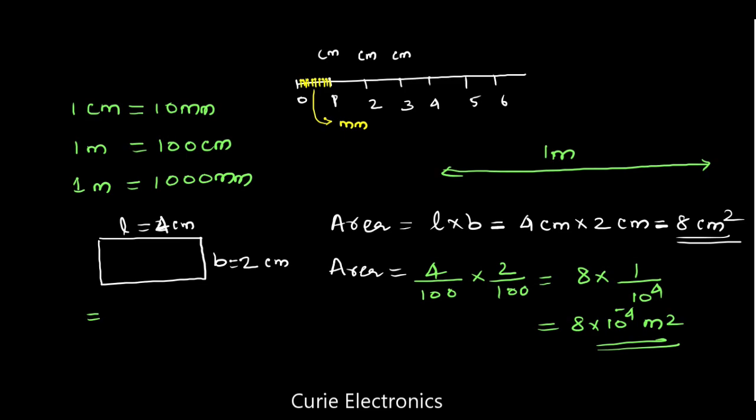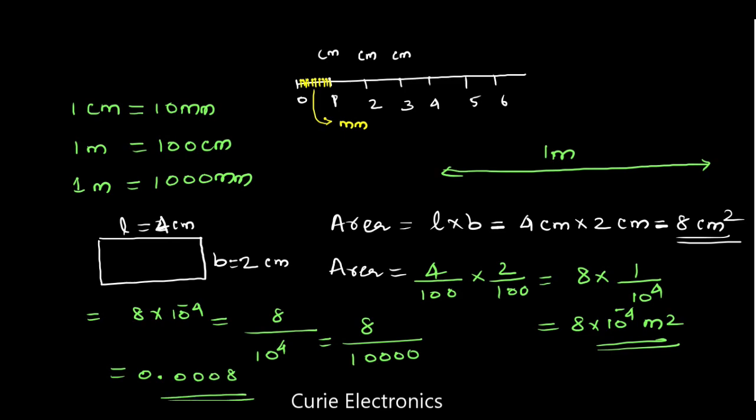So see here, if you want to convert centimeter square to meter square, what you do? You multiply the answer by 10 to the power minus 4. 8 multiplied by 10 to the power minus 4 means what? It is 8 upon 10 to the power 4. This is equal to 8 upon 1, 2, 3, 4, correct, 4 zeros. So 0.0008 is the answer in meter square.